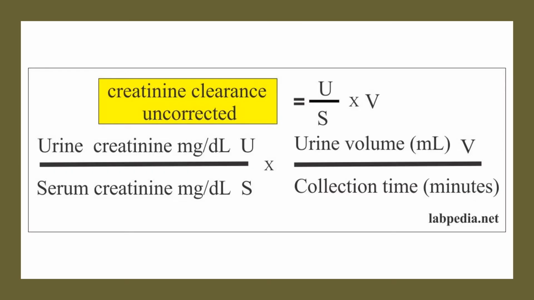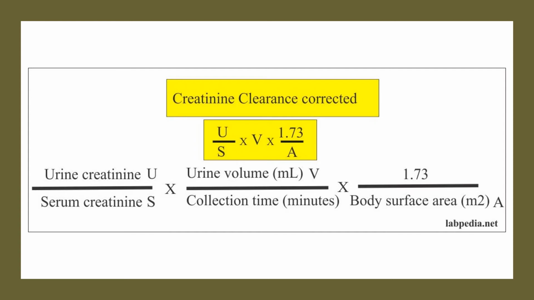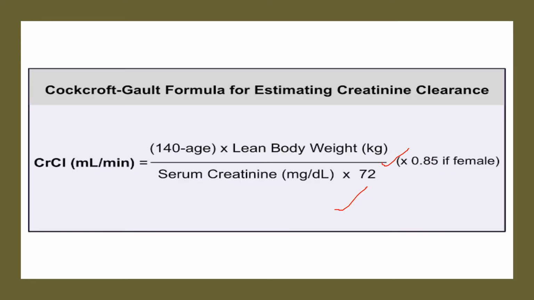So this is the uncorrected creatinine clearance we can measure, using the urine creatinine value, serum creatinine value, urine volume, and the collection time. This is a corrected version. If we multiply it by 1.73 divided by body surface area, we will get a more accurate value of GFR.